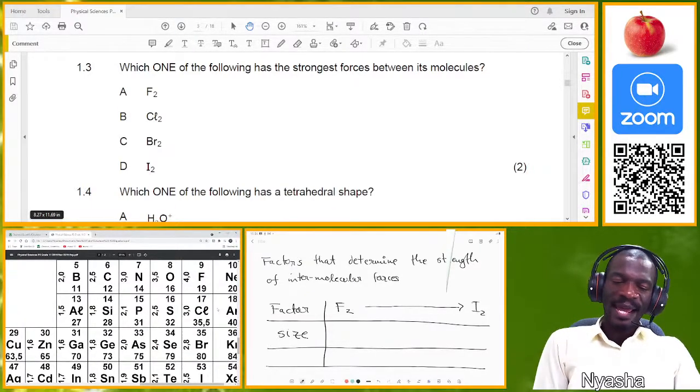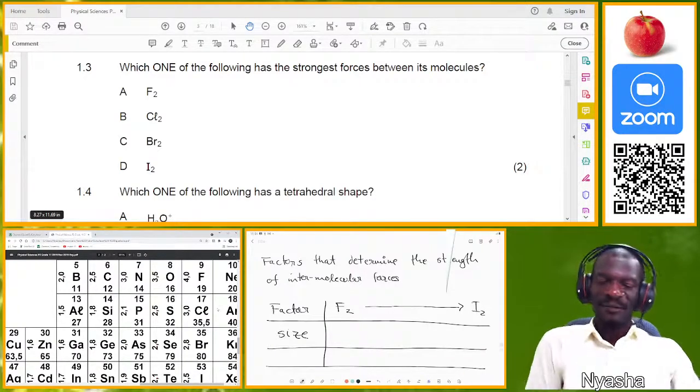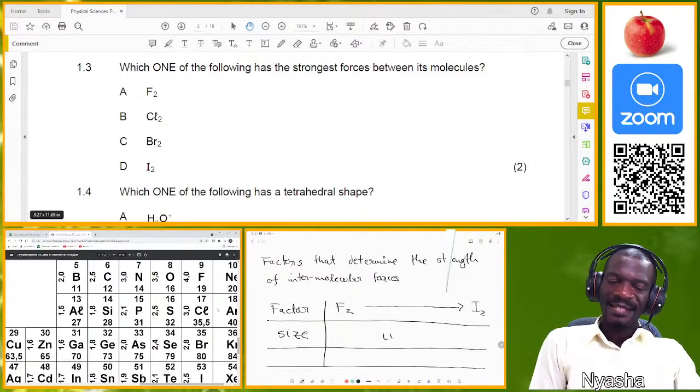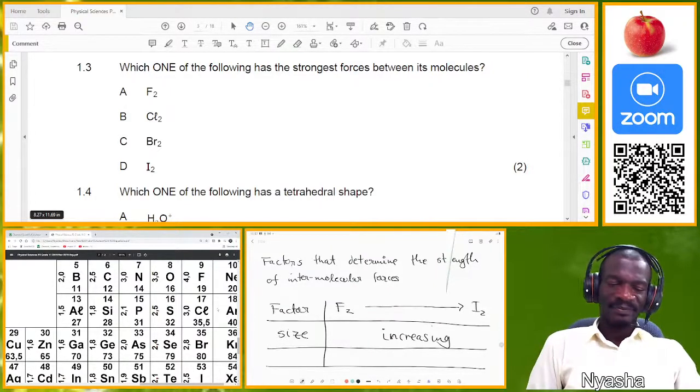What happens as the size of the molecules increases? Obviously, in this case, the size is what is increasing, right? So let's just say increasing. That's the size of the molecule. The size of the molecule is increasing. That's what we're seeing. That's the first factor, right?